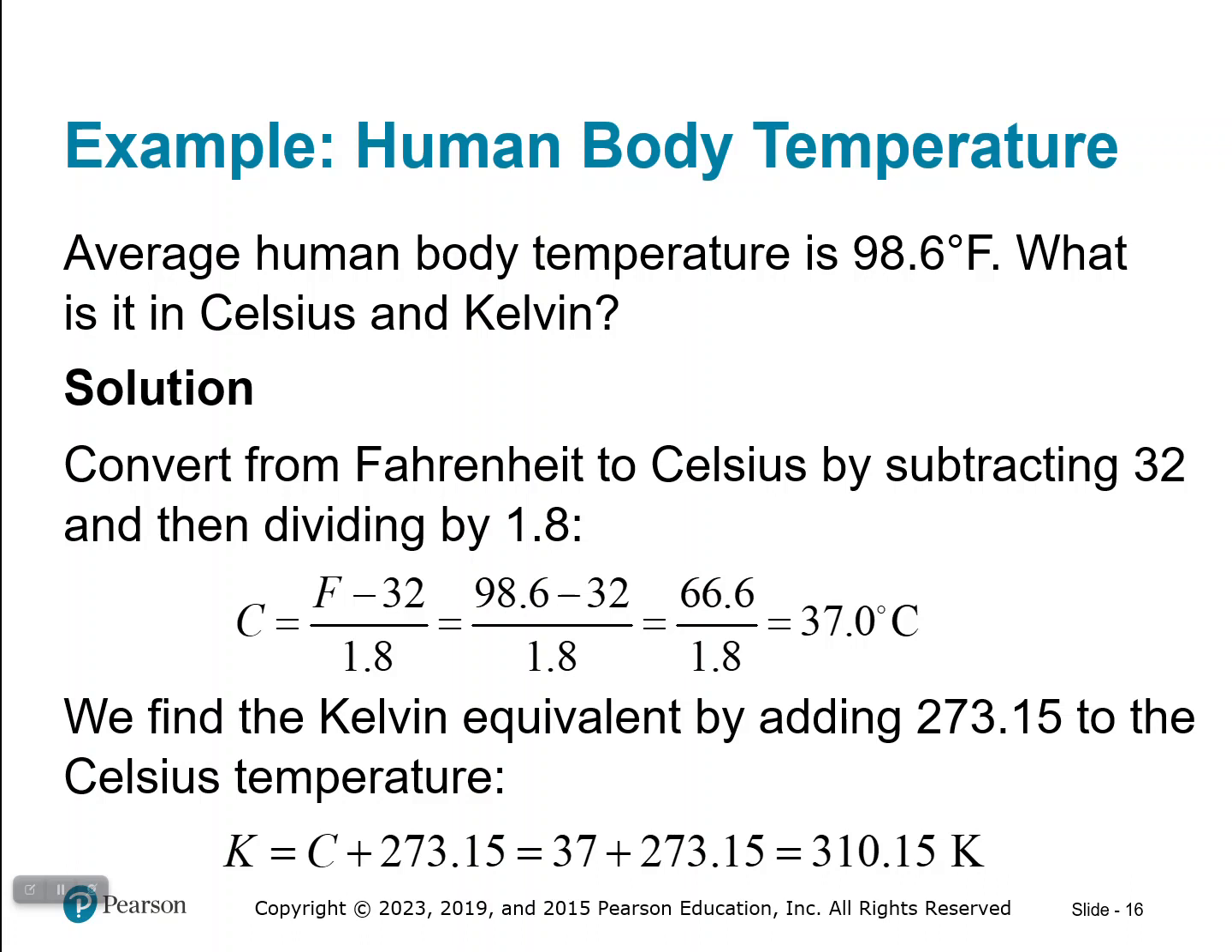to get the average, not normal, nobody's normal, average human body temperature of 98.6 degrees Fahrenheit, 37 degrees Celsius, or 310.15 Kelvin.